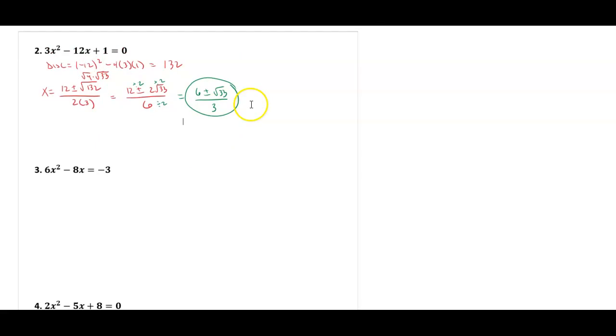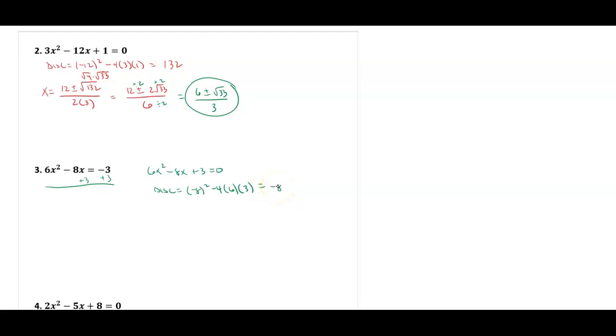All right. The next one, first thing I have to do is set this equal to 0 by adding 3. I end up with 6x squared minus 8x plus 3 equals 0. So now my discriminant is going to be negative 8 squared minus 4 times 6 times 3. Okay, that will give us negative 8.